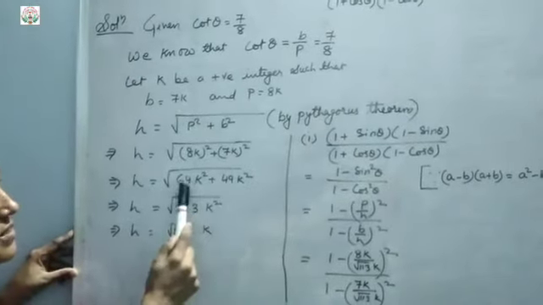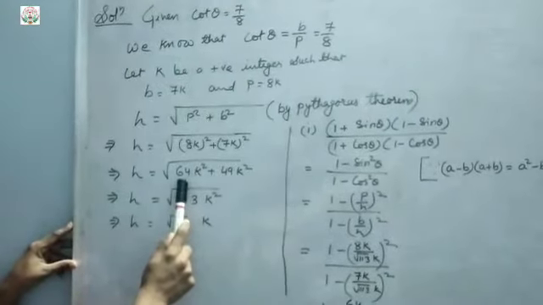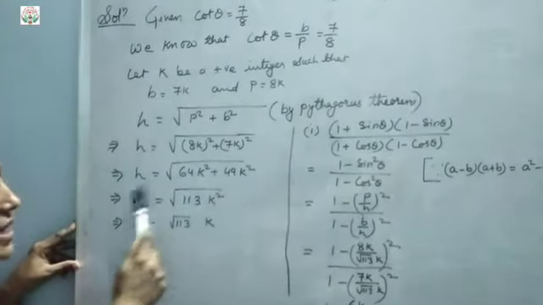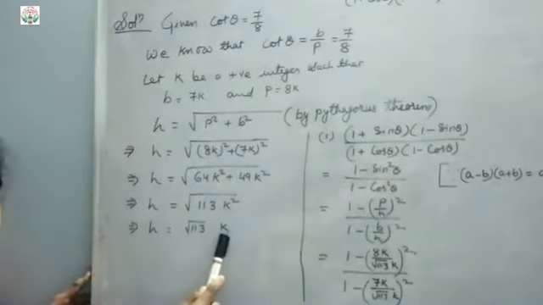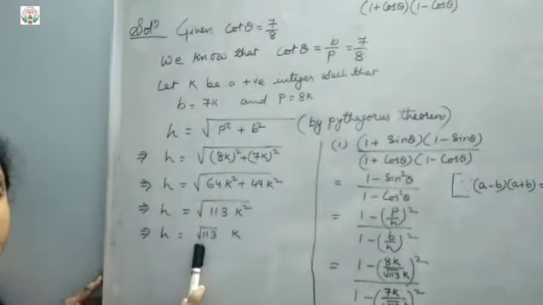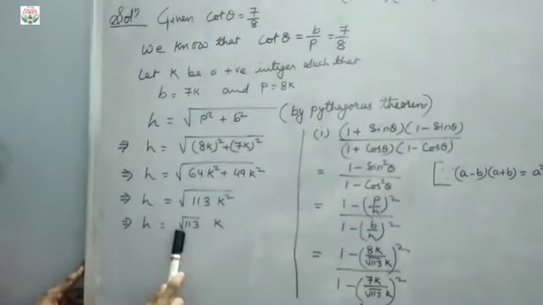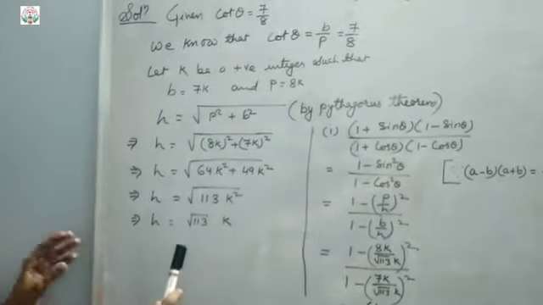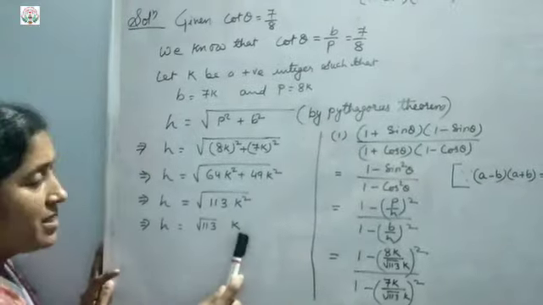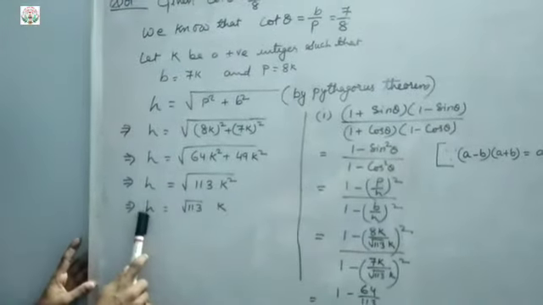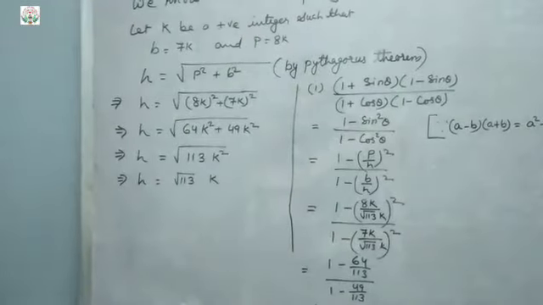Now simplify this. 8K whole square will be what? 64, and this is 49. Simplify, and you will get root 113K. 113 is a prime number, so there is no perfect square in it. So let h be square root of 113K. Now we will substitute the values of P, B and K in the first part of the question.